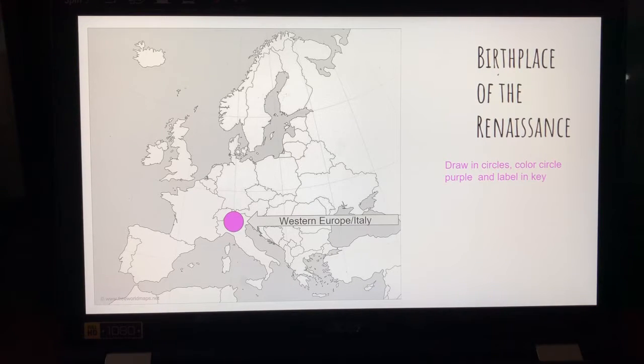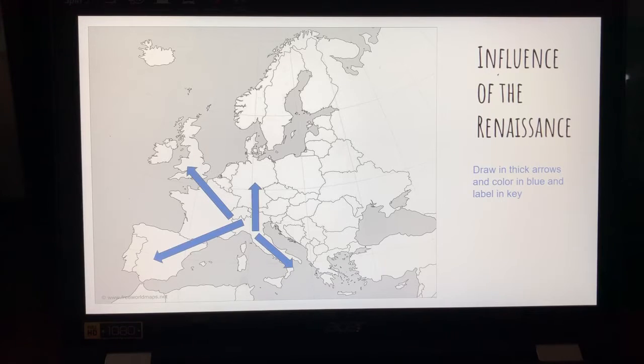After that, we are going to draw in thick arrows and color them in blue and label in our key the influence of the Renaissance will basically sprawl through Western Europe. Okay, so make sure that on your map you've done your arrows and you've identified in your key what those arrows represented.